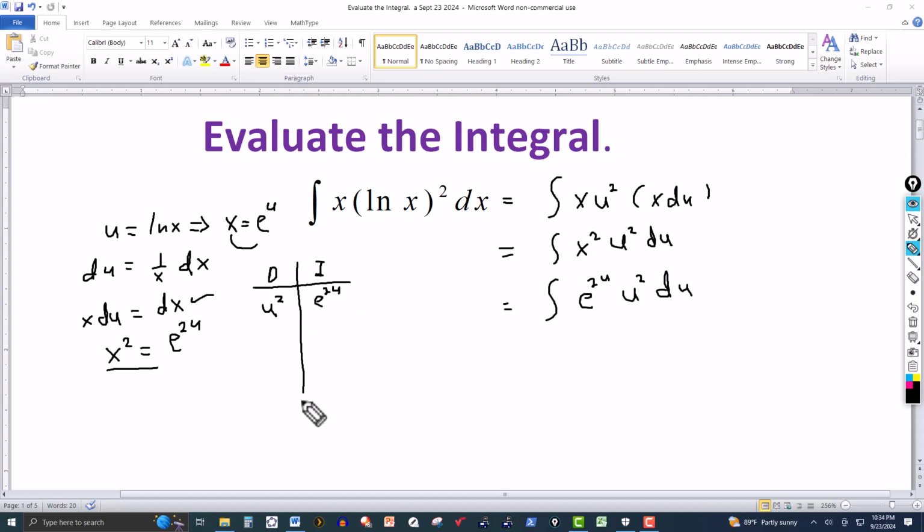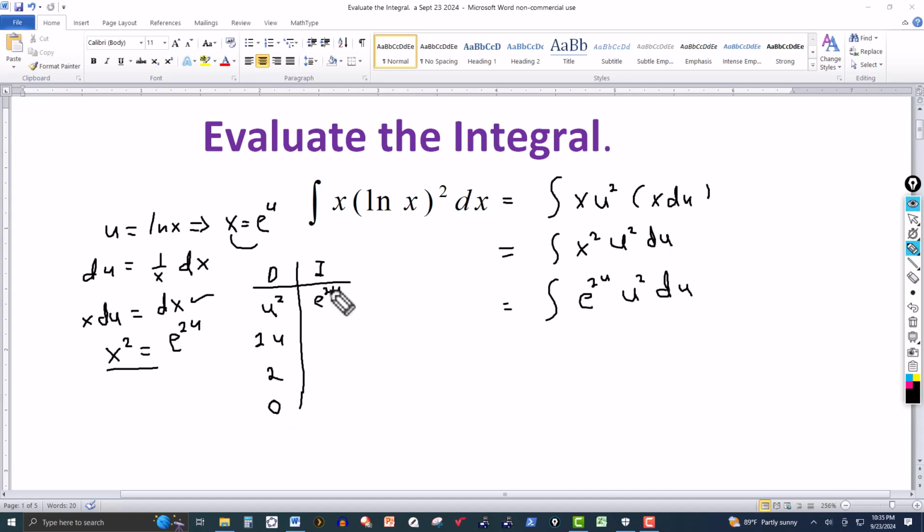And then we just take the derivative here. So we get the derivative of u squared is 2u. Then the derivative of 2u is 2. And then the derivative of 2 is 0. We stop there. We don't have to go any further.